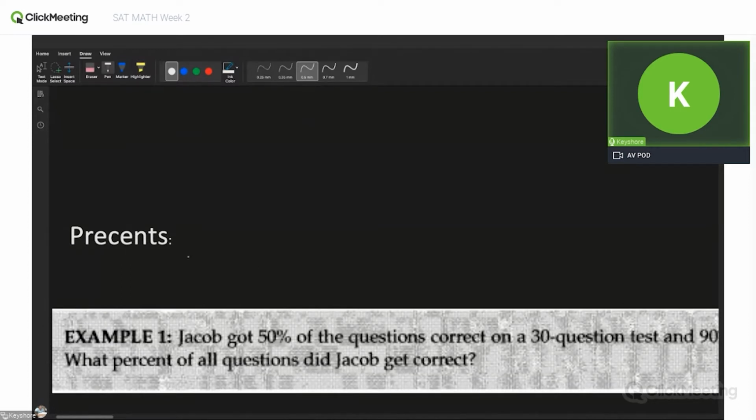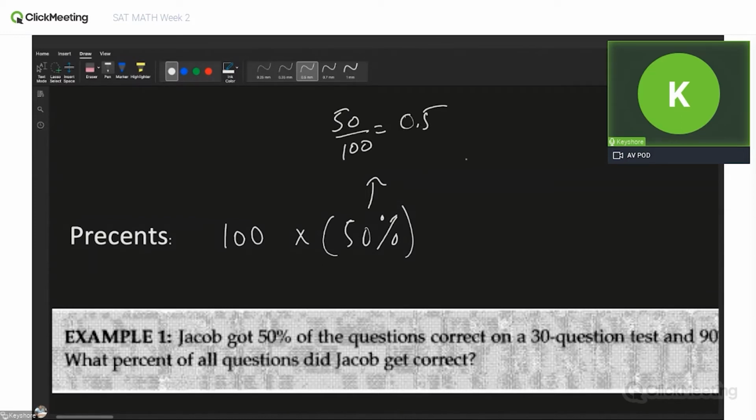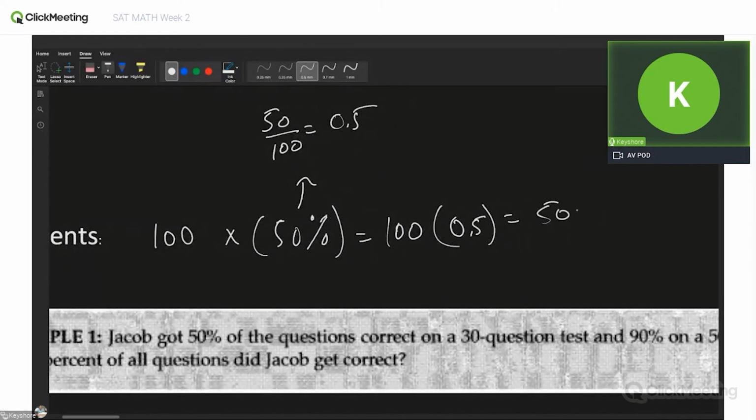A percent is similar to a proportion. For example, let's say I have 100 students, and 50% of the students are taking the SAT. To figure out how many students are actually taking the SAT, just take 100 students multiplied by 50%. The symbol percent in math basically means 50 over 100 or 0.5. So this is rewritten as 100 students multiplied by 0.5, and that should give us 50 students. So this is the amount of students that are taking the SAT.